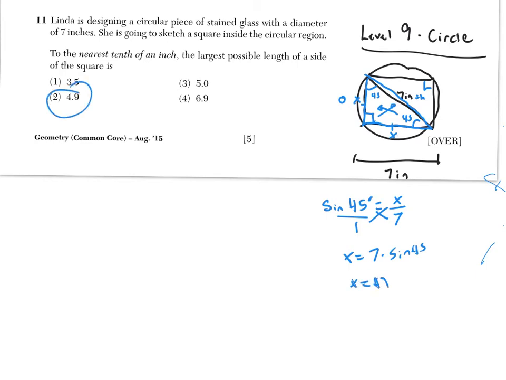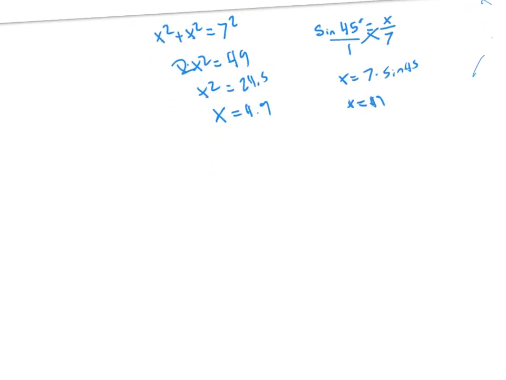Nice. Now, you could use the Pythagorean theorem. You could have done x squared plus x squared is equal to 7 squared. You get the same answer. 2x squared is equal to 49. x squared is equal to 49 divided by 2, which is 24.5. The square root of 24.5 is also 4.9. Wow, that always works. Sweet. Very useful. All right, last question. Moving on down, moving on down.